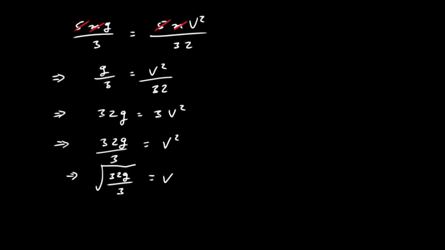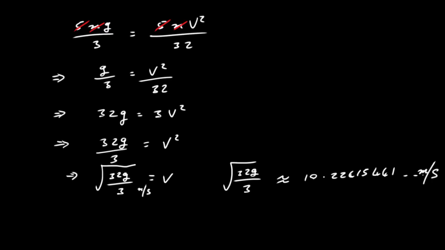So I'll stick that in there, meters per second, and that's approximately equal to the square root of 32g over 3, which is approximately equal to, say, 10.2241544 and so on. Again, that's meters per second. Okay, and that's it for part B2.